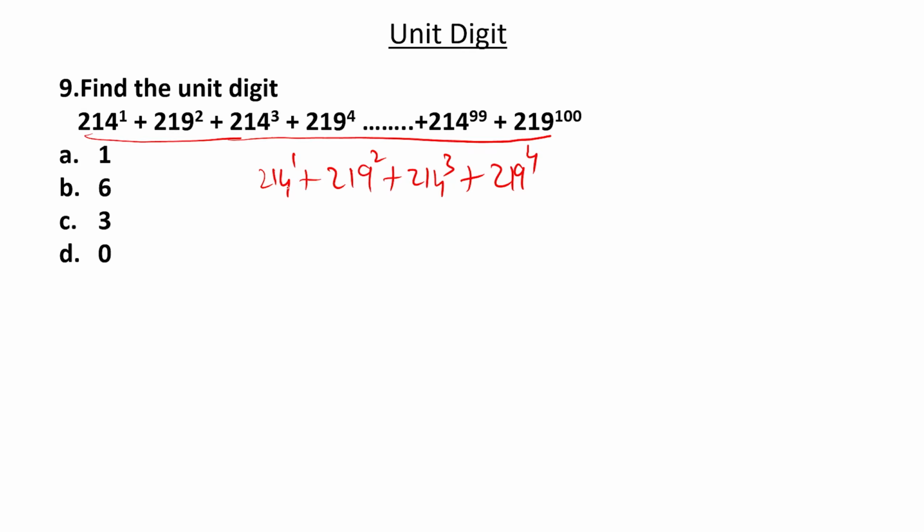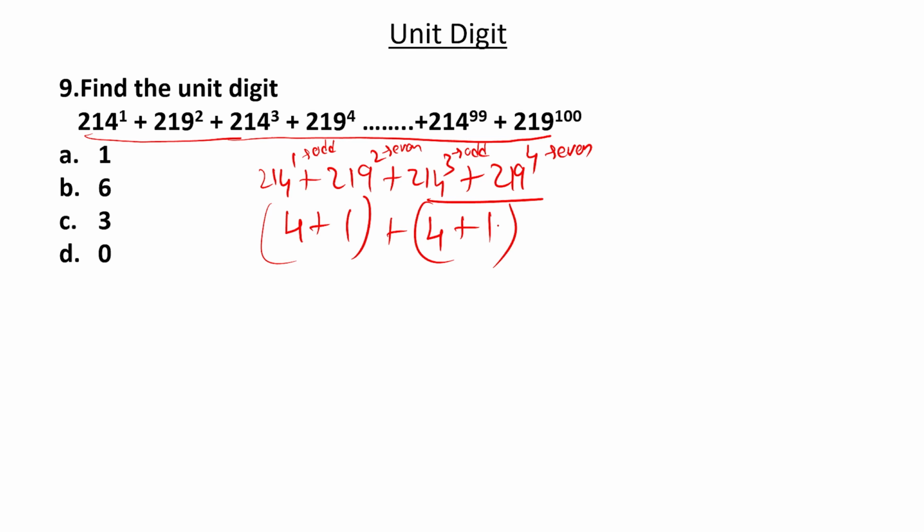Okay, the powers go odd, even, odd, even. 4 power odd will give the value 4, and 9 power even will give the value 1. Let these two be one pair. So we get 5 for each pair, and you can observe that each pair gives the value 5.